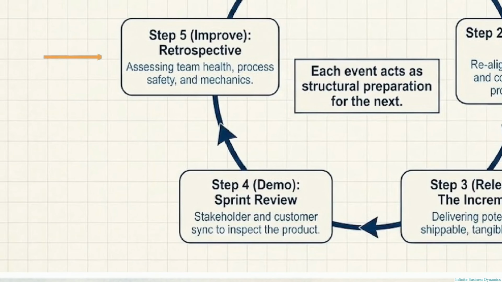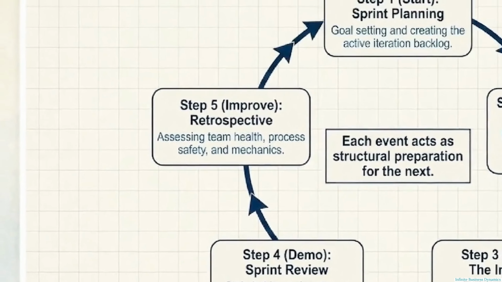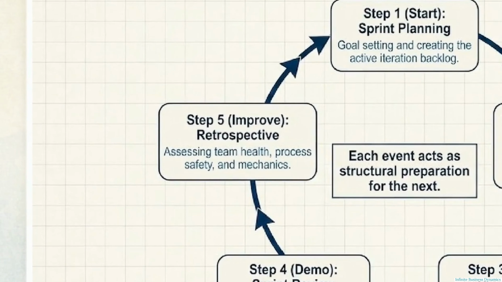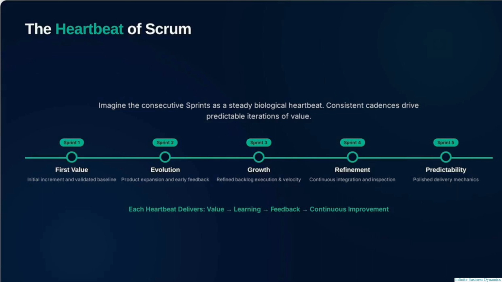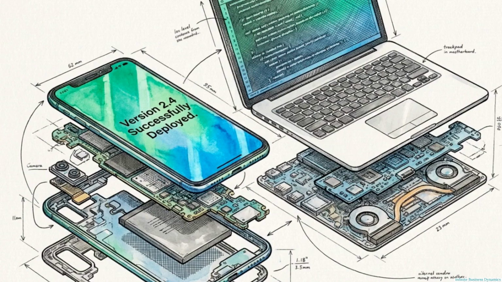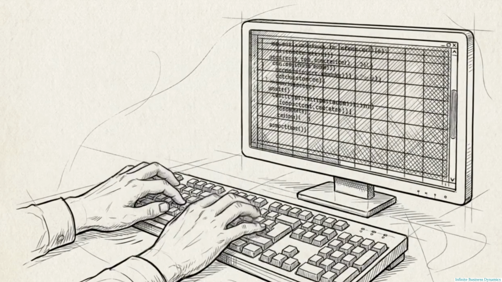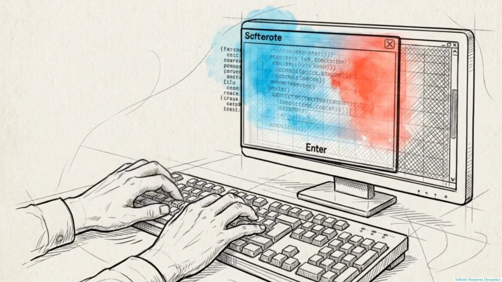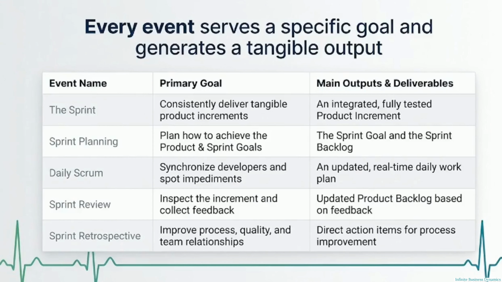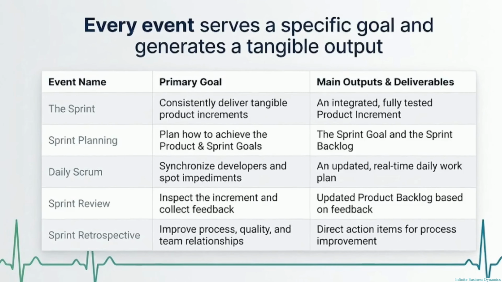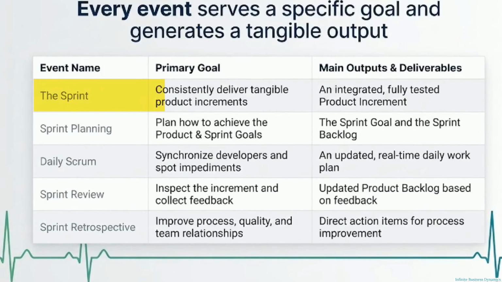That execution leads to release and demo. The team delivers the potentially shippable increment and holds the sprint review to directly sync with stakeholders and inspect that product. Finally, the cycle hits the retrospective. Before restarting the loop, the team runs an internal assessment of their health, process safety, and mechanics. When you stack these single iterations sequentially over time, you establish a steady biological heartbeat. Consistent cadences drive predictable iterations of value. The continuous delivery of value is the mechanical result of this unbroken, spinning iteration engine.